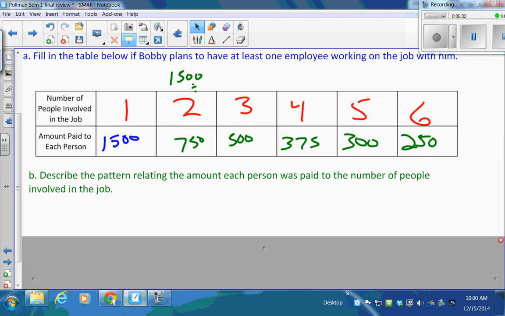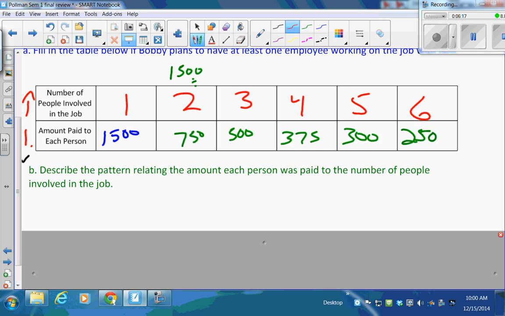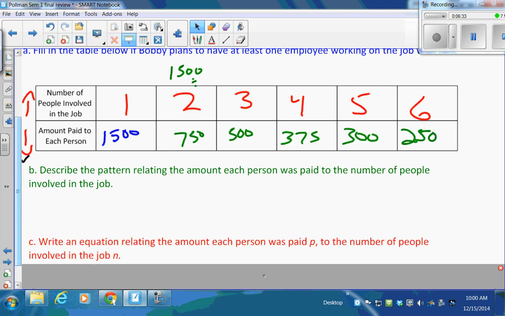Now, we have to describe the pattern. Again, pause it and go ahead. The pattern is simple. As this goes up, as more people get involved in the job, the amount each person gets goes down. Here's what I'm going to caution you against is we know from our math teachers that they need detail. So you can't say when one goes up, the other goes down. You have to be specific. When the number of people goes up, the amount each person gets paid goes down.